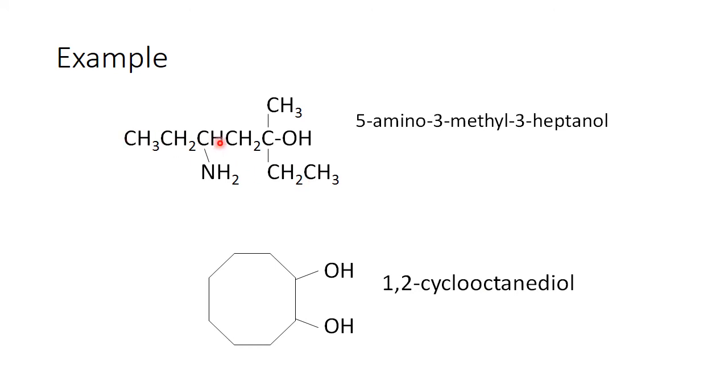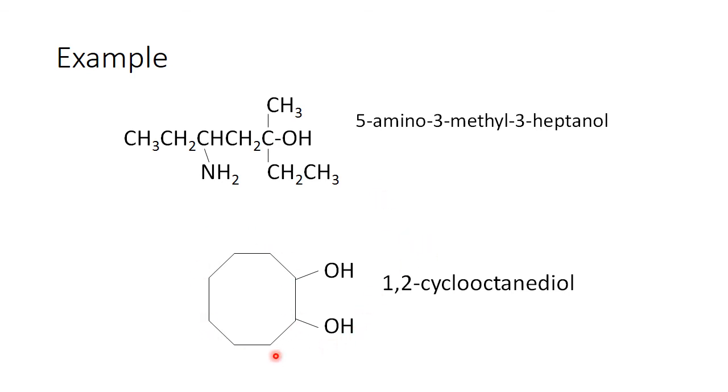This first one, we have to find the longest chain. The longest chain is 7, right here. That's heptane. The functional group is an ol, so it's heptanol. Where is the ol? On the number 3 carbon, so it's 3-heptanol, or we could say heptan-3-ol. Then we name the substituents. On the 3 carbon, there is a methyl, and on the 5 carbon, we have an amino group. So this is 5-amino-3-methyl-3-heptanol.